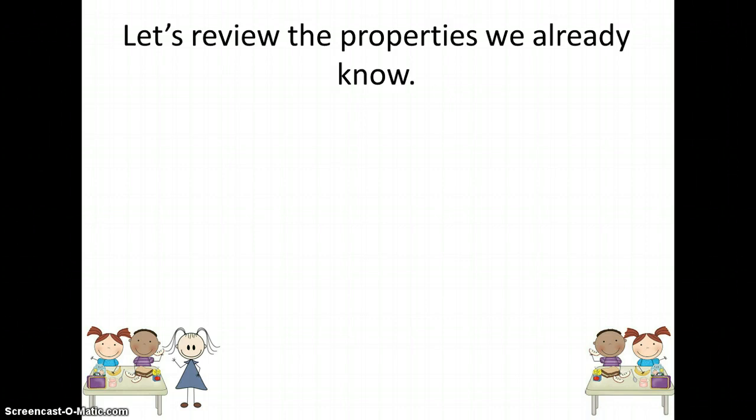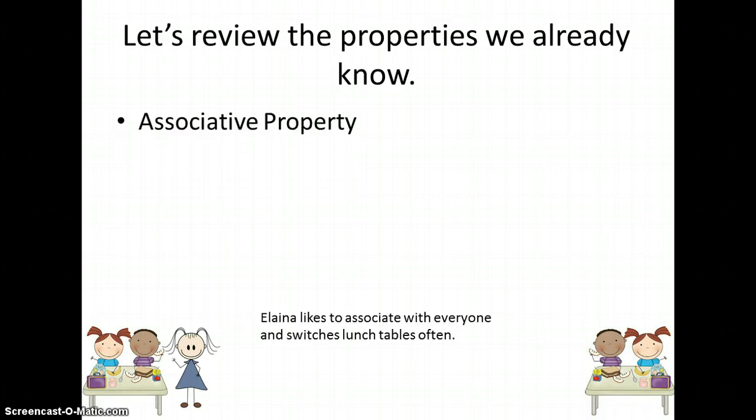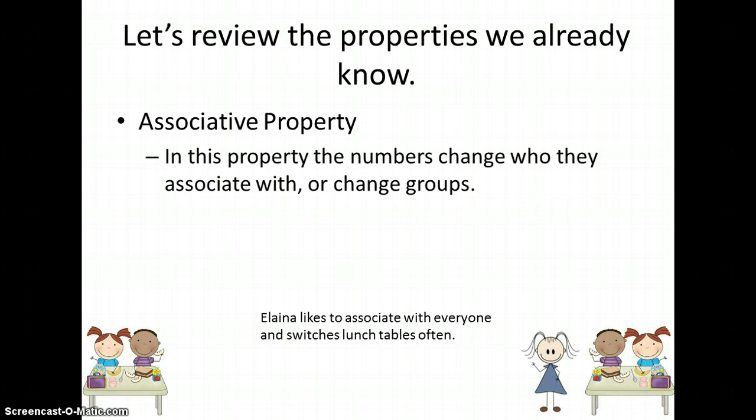The second property we talked about this year is the associative property. And we can illustrate this property by thinking of Elena, who likes to associate with everyone and switches lunch tables often. Because in this property, the numbers change who they associate with, or they change groups, not their order. Just like the commutative property, the associative property works with addition and multiplication, not division and subtraction.